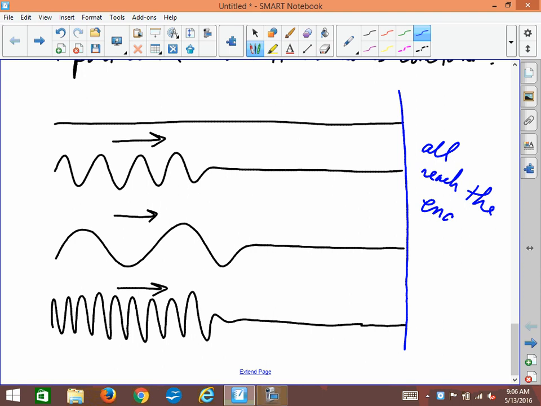Which means they all travel at the same speed. It doesn't matter how hard or how fast you wiggle the string. They all travel the same speed. That's what we mean by it being a constant in this particular medium. The wave will always end up at the same position at the same time, no matter what. So it is completely independent of the oscillation. That's what we're really trying to say here. I won't write that down, but you might want to write that down.